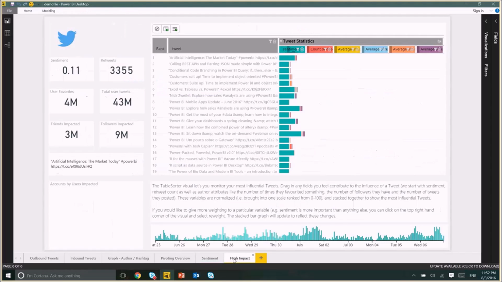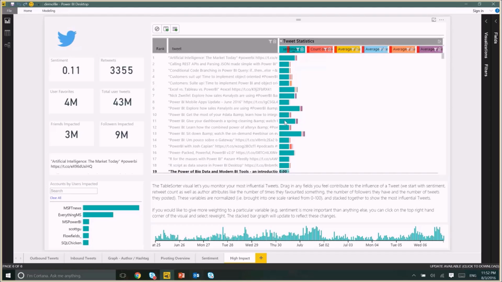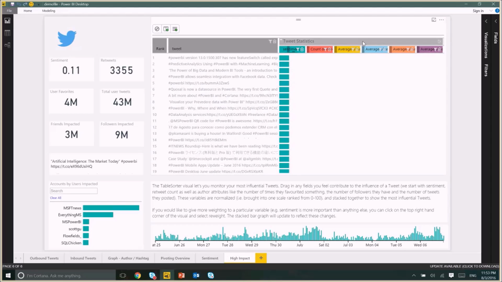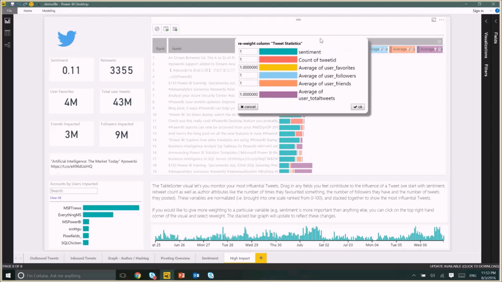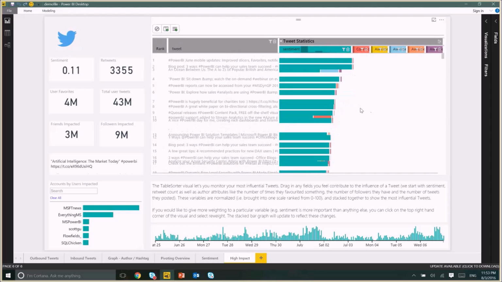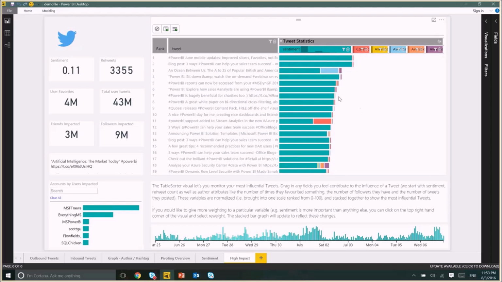Finally, I can use another very interesting Microsoft Research visual, the table sorter, to find my most impactful tweets. After choosing a number of variables that define impact for me, such as sentiment, the number of retweets, and the number of followers, I can stack these variables to show me the tweets with the largest impact. I can even reweight variables and give certain things more impact. So if sentiment is something very important to me, I can give it a weighting of 4. And when I press OK, my table sorter will update to reflect the most impactful tweets based on this new condition that I defined.